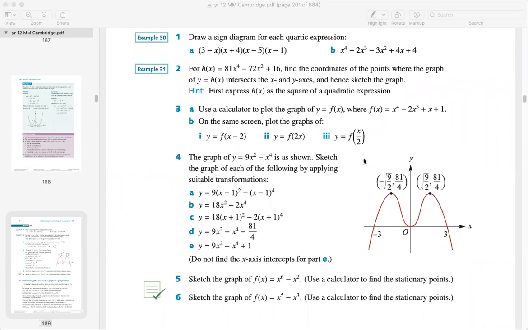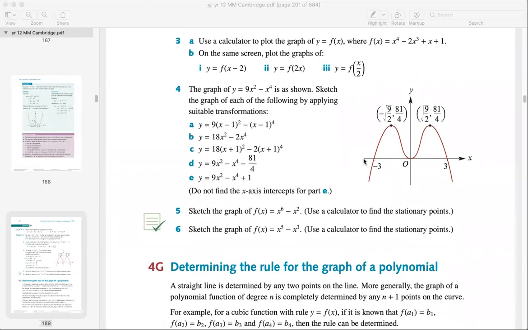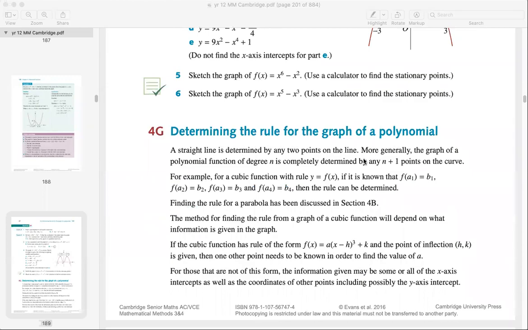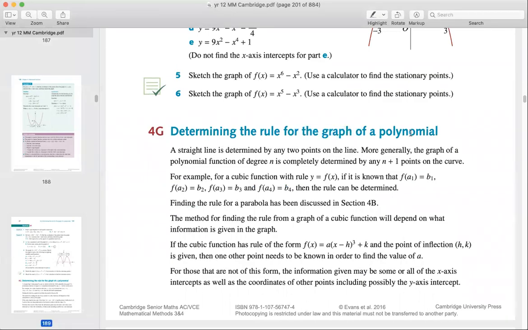Okay, hope this lesson or these videos help you a little bit, and next one we're going to go through the 4G and determine the rule for the graph of the polynomial.